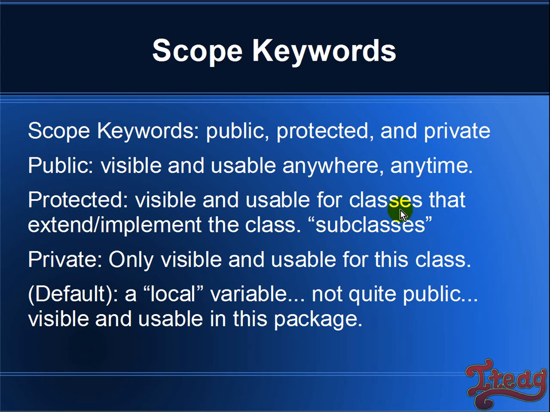Protected is visible and usable for classes that extend or implement this class. This has to do with subclassing, and that'll be gone into more with inheritance. And private is only visible and usable for this class. Not even subclasses can have access to it if it's extended or implemented.